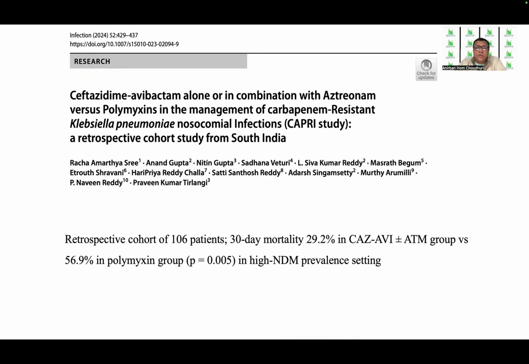One study among all, which was a retrospective cohort study from South India, the CAPRI study, in 106 patients showed that the mortality with ceftazidime-avibactam plus aztreonam was 29.2% as against 56.9, that is almost 57, in the polymyxin group in a high NDM prevalence setting. Now, more often when we look into studies from abroad, they are not in high NDM prevalence setting. Whereas in India, because of higher prevalence of NDM, these are the studies in high NDM prevalence setting.